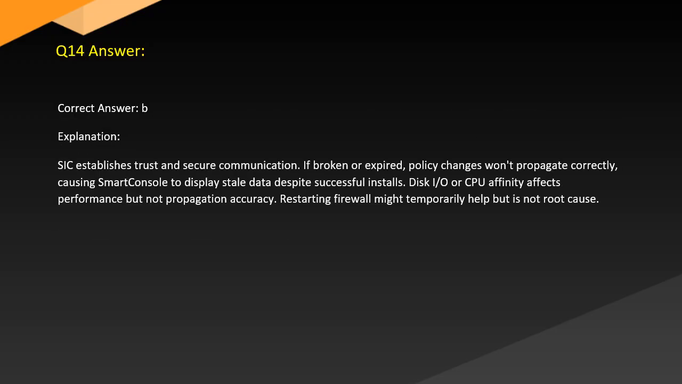Answer. Correct answer. B. Explanation. SIC establishes trust and secure communication. If broken or expired, policy changes won't propagate correctly, causing SmartConsole to display stale data despite successful installs. Disk or CPU affinity affects performance but not propagation accuracy. Restarting the firewall might temporarily help but is not the root cause.